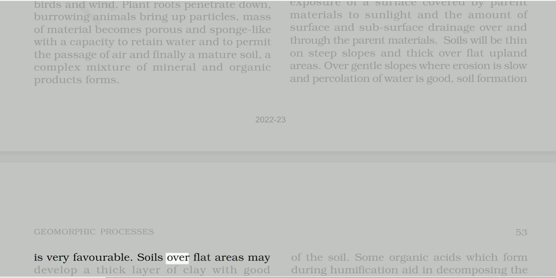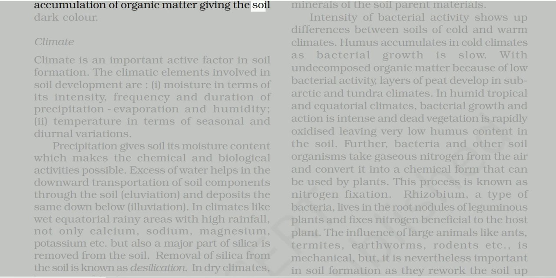Soils over flat areas may develop a thick layer of clay with good accumulation of organic matter, giving the soil dark color. Climate. Climate is an important active factor in soil formation. The climatic elements involved in soil development are: 1. Moisture in terms of its intensity, frequency and duration of precipitation, evaporation and humidity. 2. Temperature in terms of seasonal and diurnal variations.